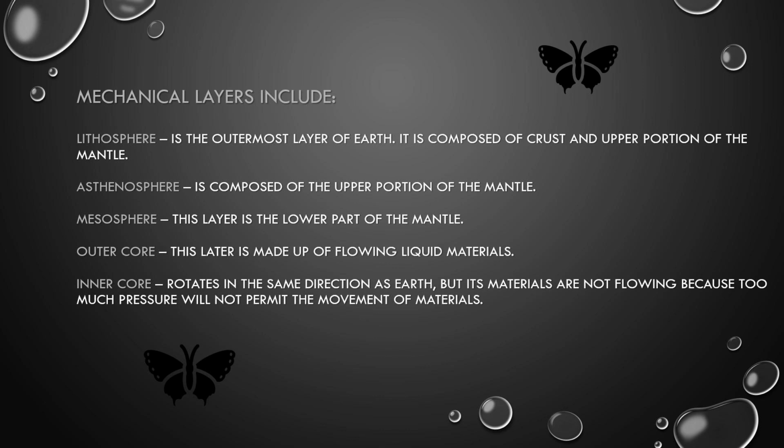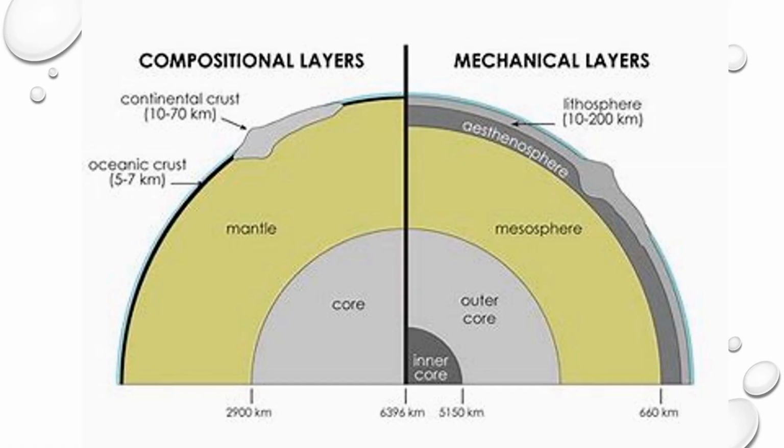Finally, we have the last layer, which is the inner core. The inner core is still made up of iron and nickel. The only difference is that the materials in the inner core don't flow because there is too much pressure and it doesn't permit the movement of the materials. Also, the inner core rotates in the same direction as the Earth.